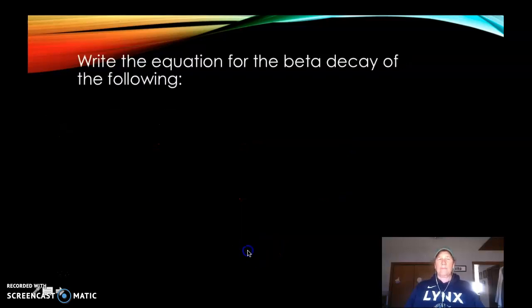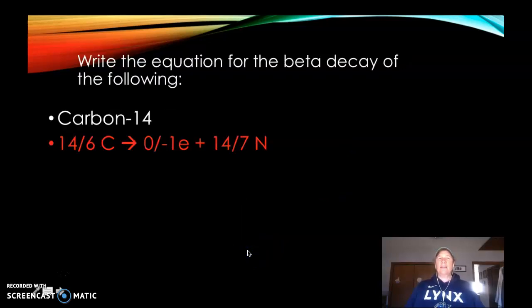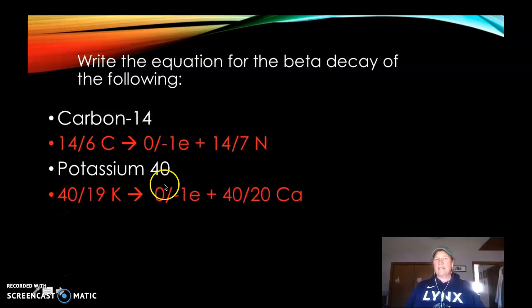Okay, here's beta decay. It's kind of the same thing. 14, it's a 0, so it's still 14, but 6 minus 1, well, you're adding an electron, so it's going to be 7. So you add that on. So 6 becomes 7, and again, go find what element is 7. Potassium. The top number stays the same, add one to the bottom.